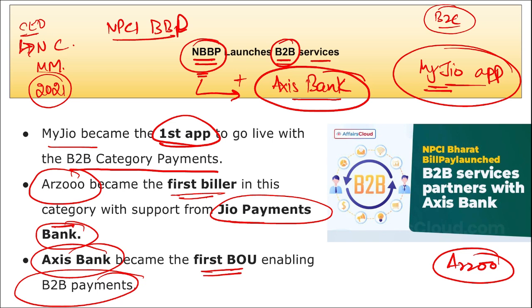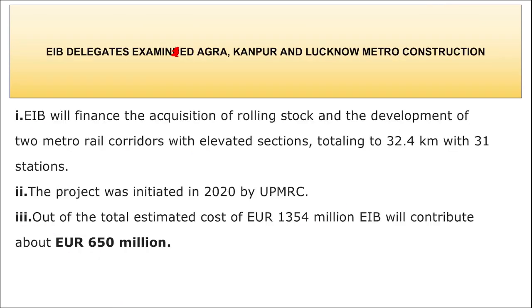Correct? So it is NPCI Bharat Bill Pay Limited that partnered with Axis Bank to launch this B2B service. First time it was launched on the MyGeo app, and the first biller here was Arzu, right? And we just saw what Arzu is. Arzu is a B2B retail tech platform.